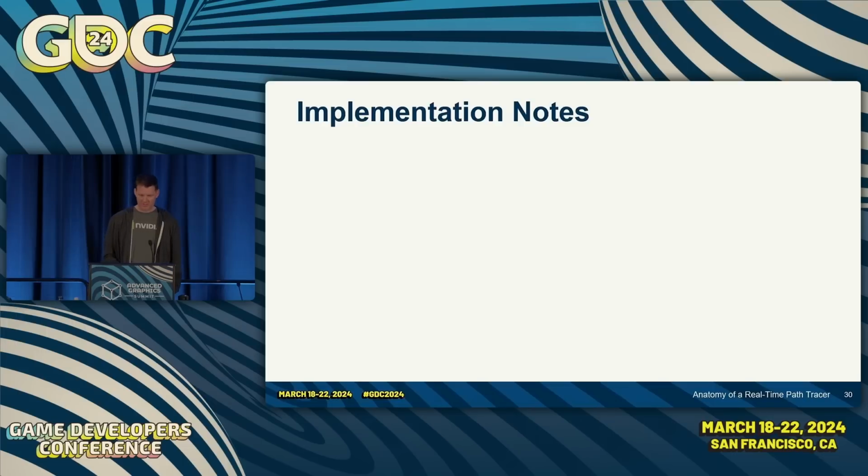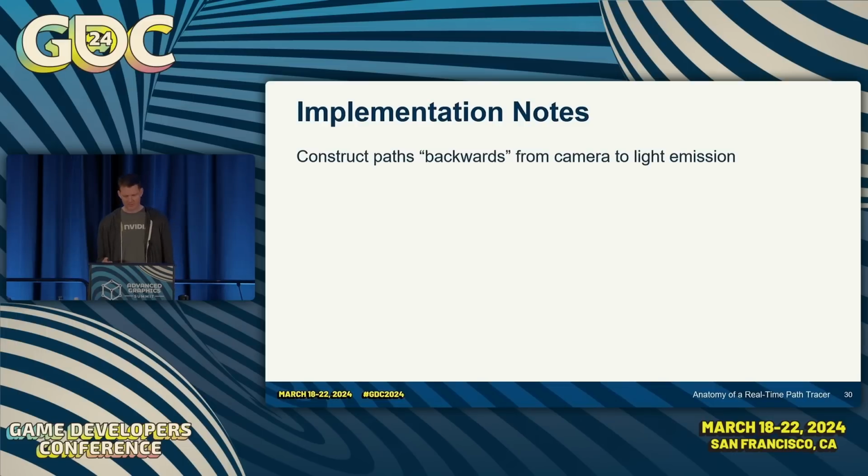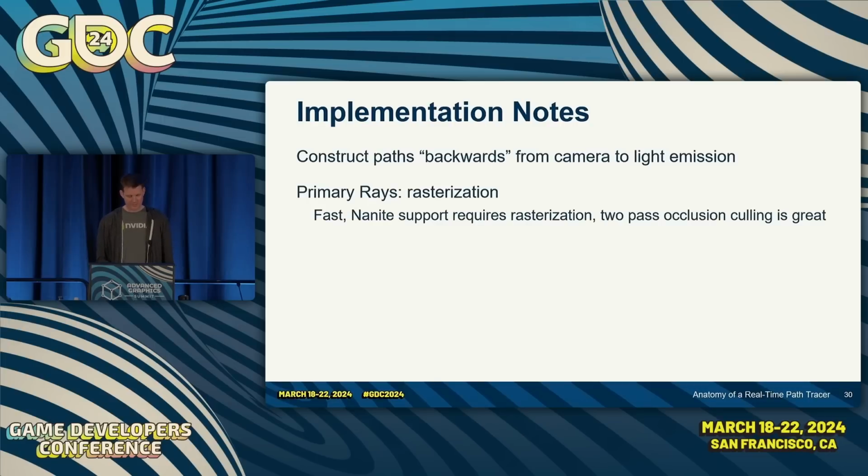So a few more notes on our implementation. As you would expect, we're constructing paths from the camera to light sources, which is often referred to as backwards. We use rasterization for primary rays. This is because it's fast. Nanite's two-pass occlusion culling works great, and ultimately, Nanite requires rasterization to function.